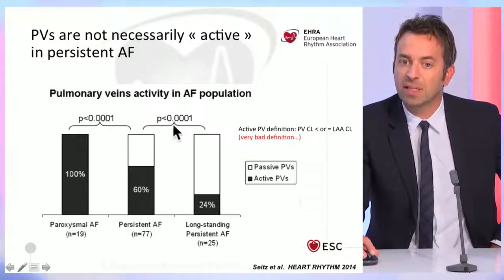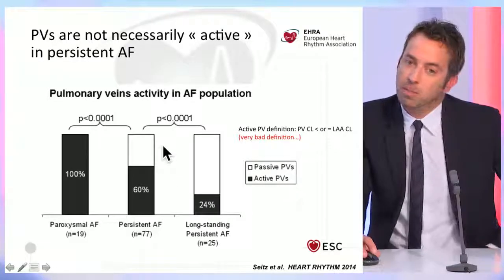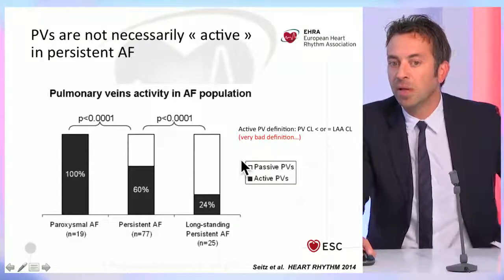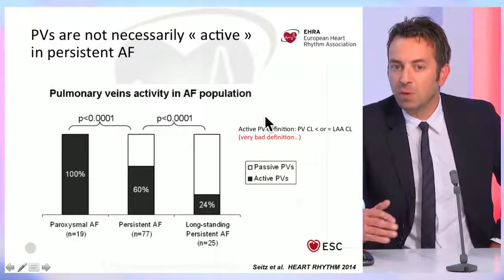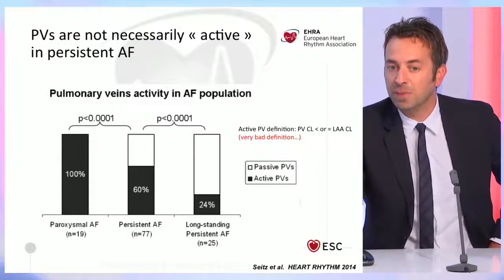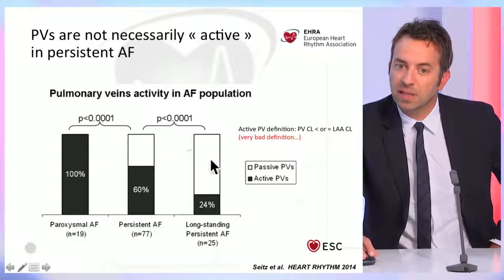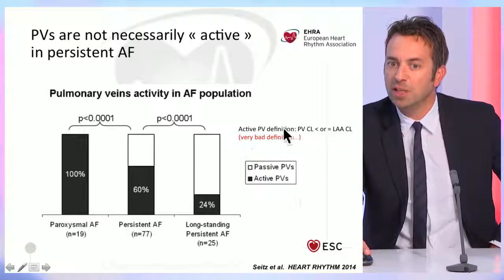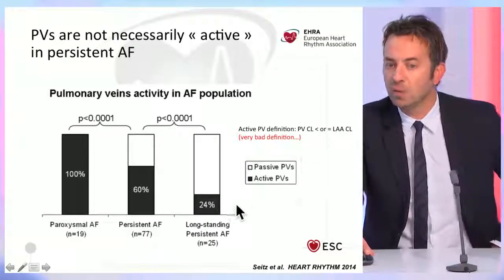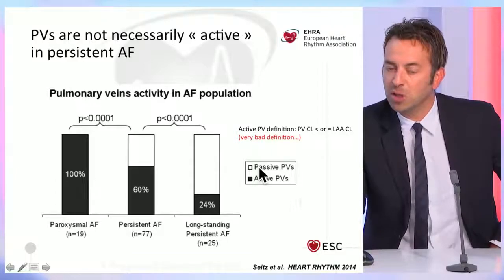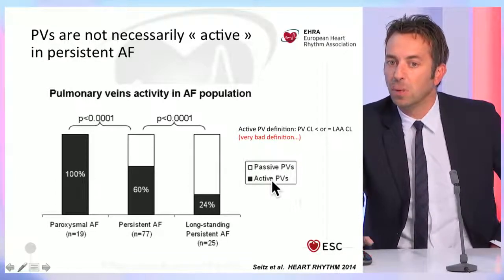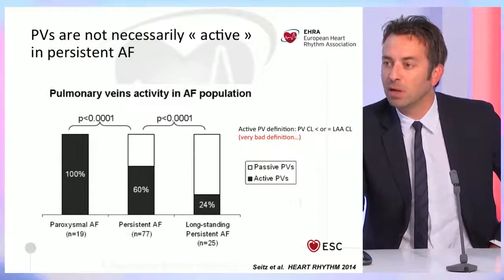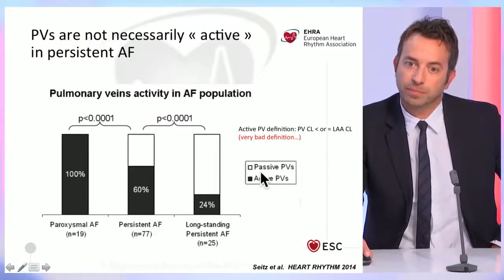Very interestingly, you can see that in a proportion of 40% of patients in persistent AFib, and in a great majority in long-term persistent AFib, PVs were completely passive with a longer cycle length, and sometimes silent PVs. So this data is important for me. But today, I think that the definition we used at this time of active PV was very bad. Of course, we cannot be sure that only because we record a short cycle length inside the veins, it implies that these veins were active with a driver.